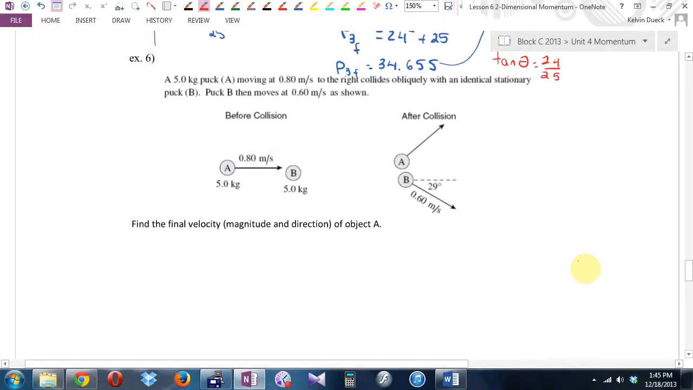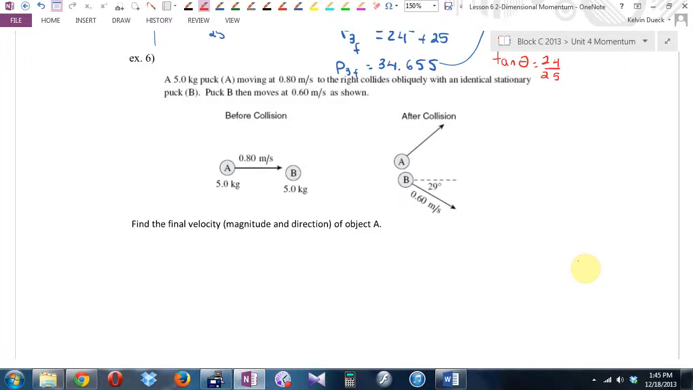Example 6. There's a word after the word collides. Begins with the letter O. What word do you see there? I need to give you a vocabulary word. Okay, obliquely. That's a fancy word for at an angle. In other words, I have to let you know, Peter, look up, that it wasn't a straight head-on collision, that they ricocheted off each other.